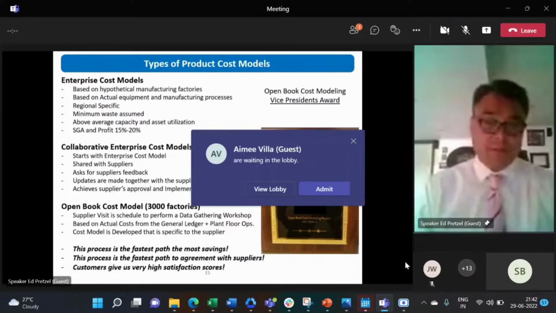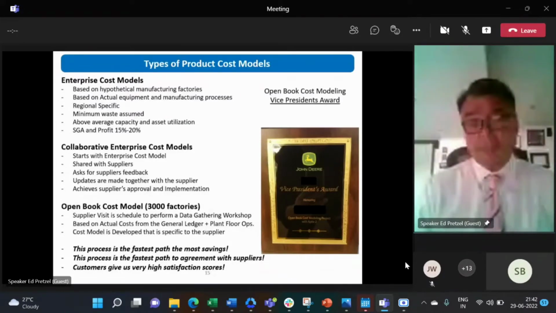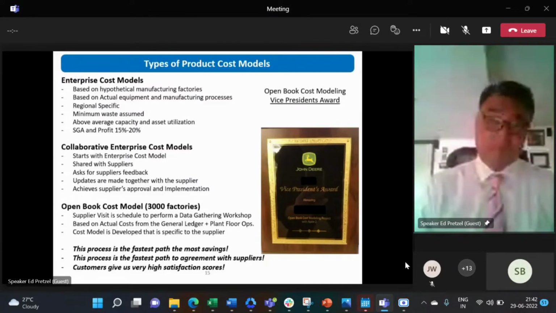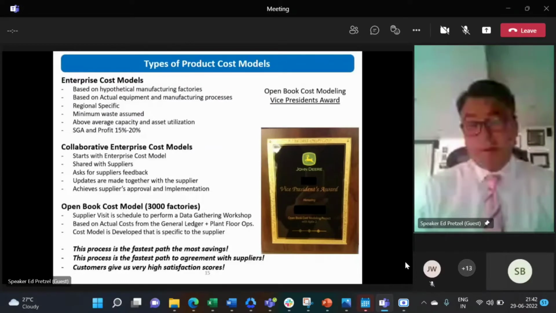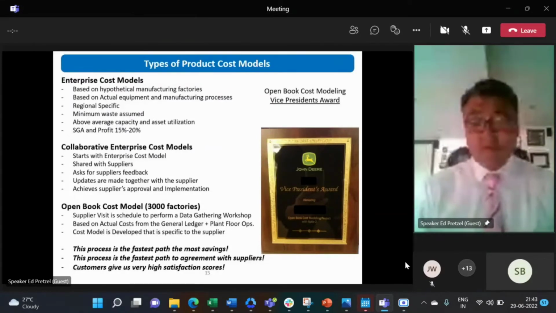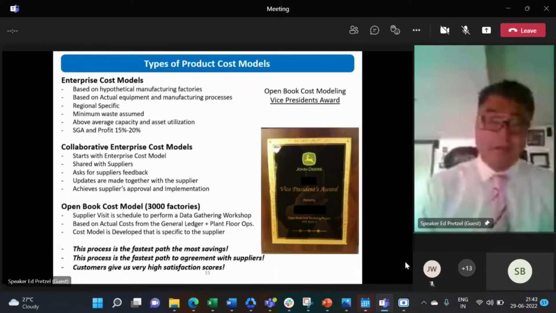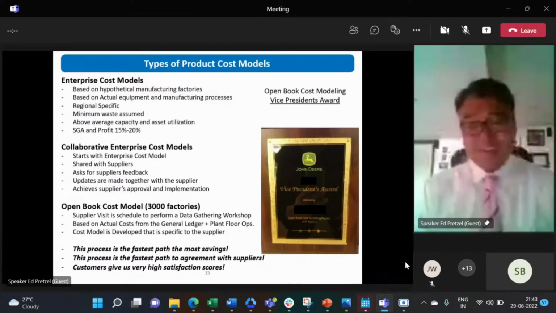Eventually, if you find opportunity, which you likely will, you're going to have to work with your suppliers. And that's when we transition to our other 2 cost models. The second one is collaborative enterprise models, where we share that enterprise model with suppliers, and we start to get feedback and work with that supplier to customize to their rates, their equipment. Then we have a third one called our open book cost model. That is very popular. We win awards for this.